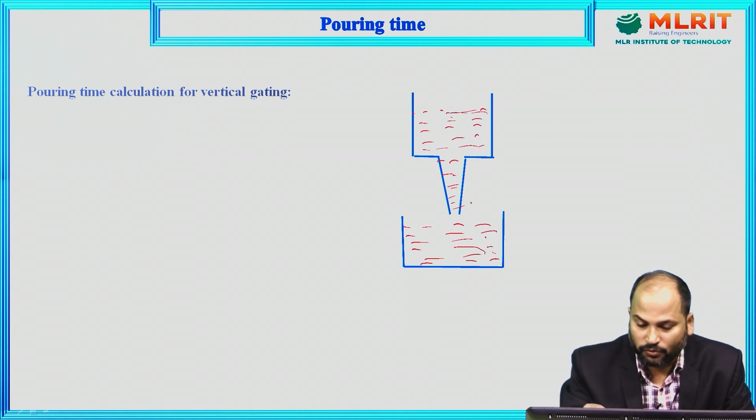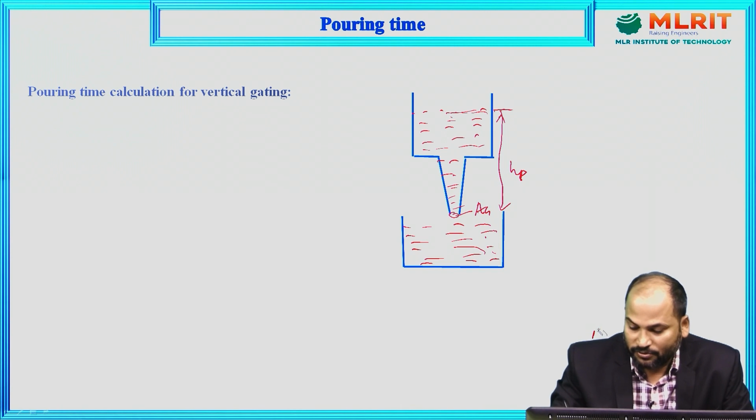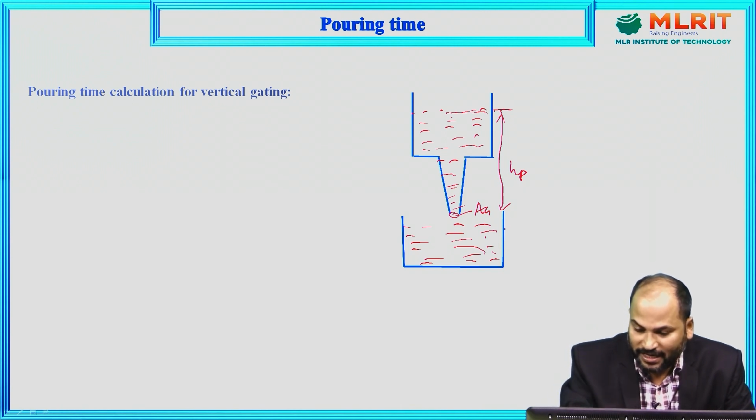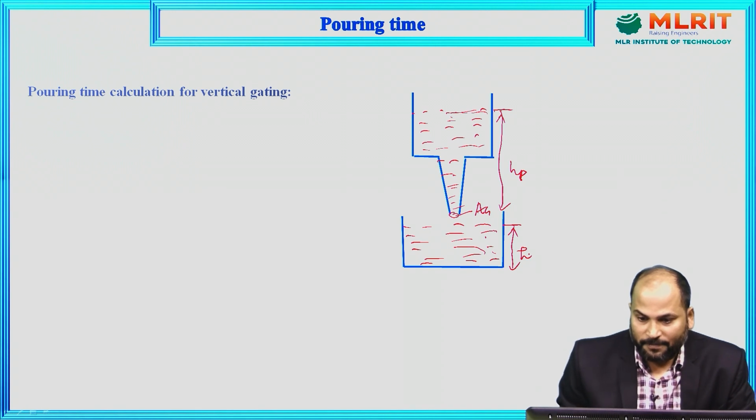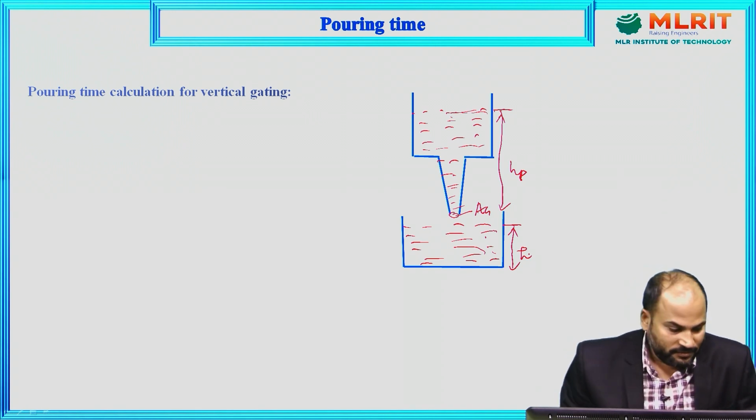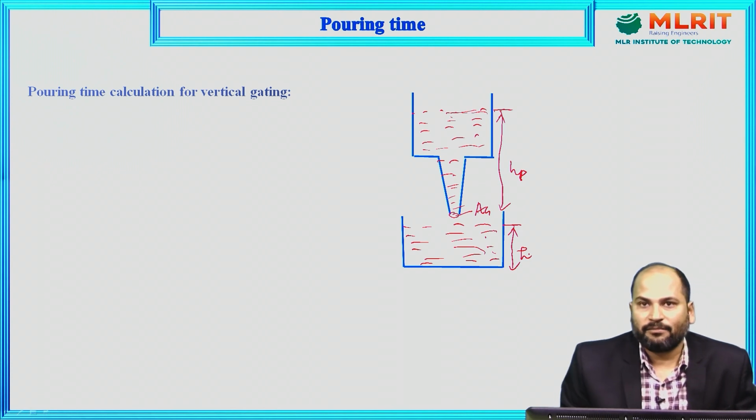So we will take some notations. This area of cross section we are taking AG, that is area of cross section of the gate, and this height from here to here, suppose we are taking HP, means height of the pouring basin. Okay, and suppose we are assuming that the liquid inside this one at a particular time is filled up to height H.